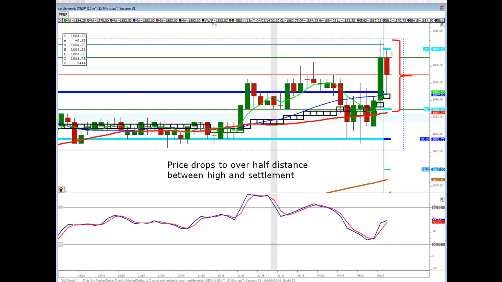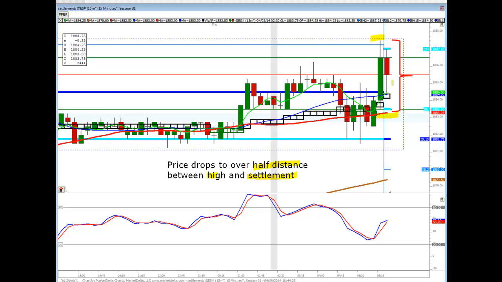We dropped all the way down to the VWAP level. But the other more interesting observation I want to bring to your attention is that the price range of this 15-minute bar cleared through half the distance between the high and settlement. Here's the settlement period right here, and here is the high. And in fact, we dropped through half of that.